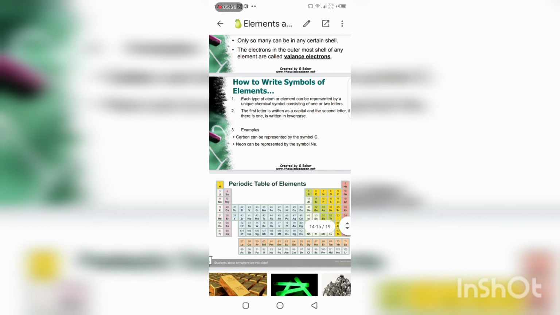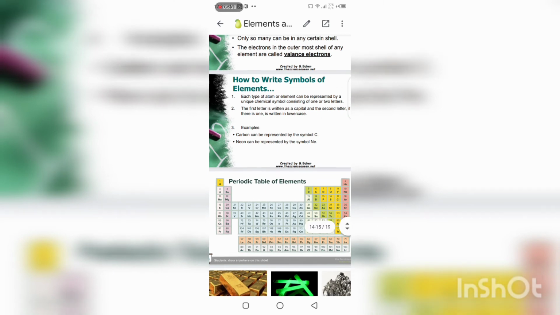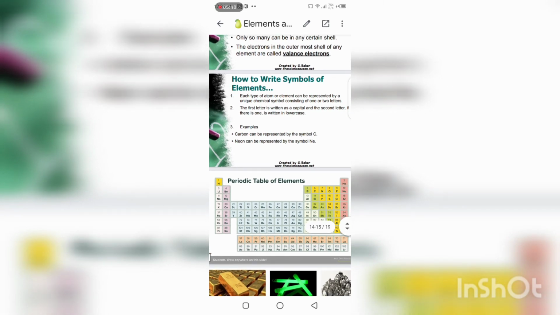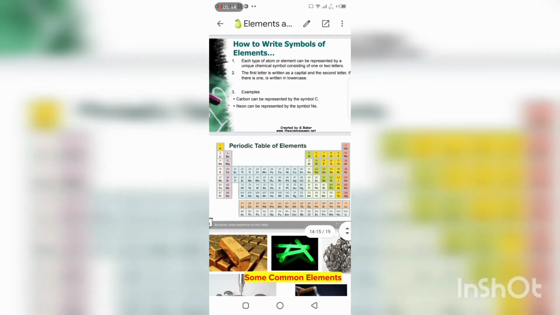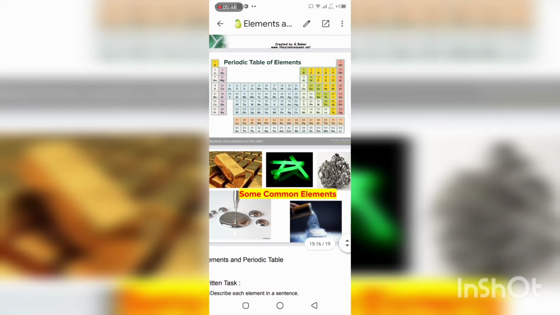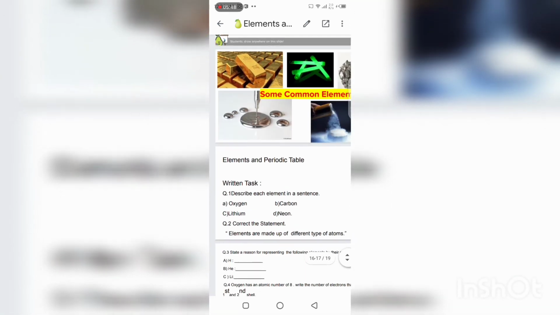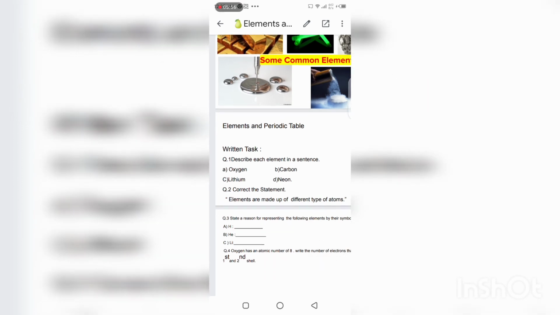The periodic table. It is the periodic table of elements. Some common elements. This is your written task that we have done above. Elements and periodic table written task. Describe each element in a sentence: oxygen, carbon, lithium, and neon.